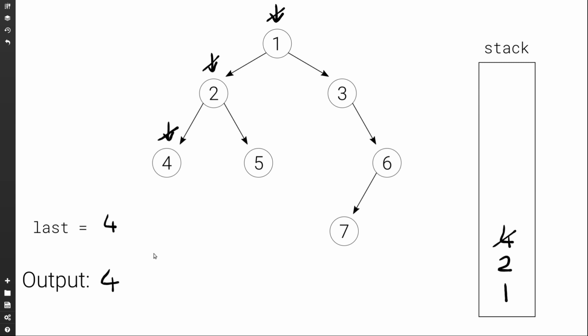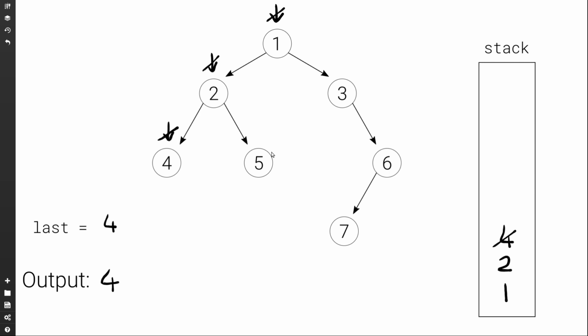Then we check, is last equal to the right child of what's on top of the stack? Because if that is the case, we are done with the right child of what's on top, so we can print what's on top. But in this case, 4 is not the right child of 2, it's the left child of 2. This means that we still need to process the right child of 2. So what we do now is we set current to the right child of 2.